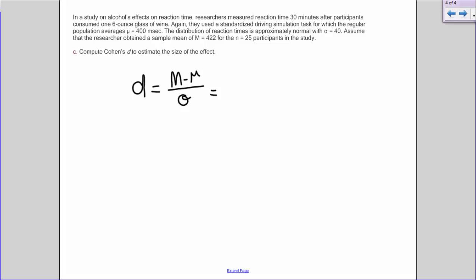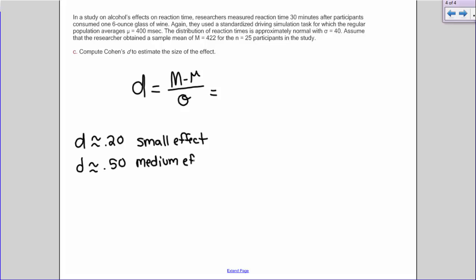So for Cohen's d, if you have a value around 0.20, we call this a small effect. If you have a value for Cohen's d that's around 0.50, we'll call this a medium effect. And once you have a Cohen's d around 0.80 or larger, you would call this a large effect.